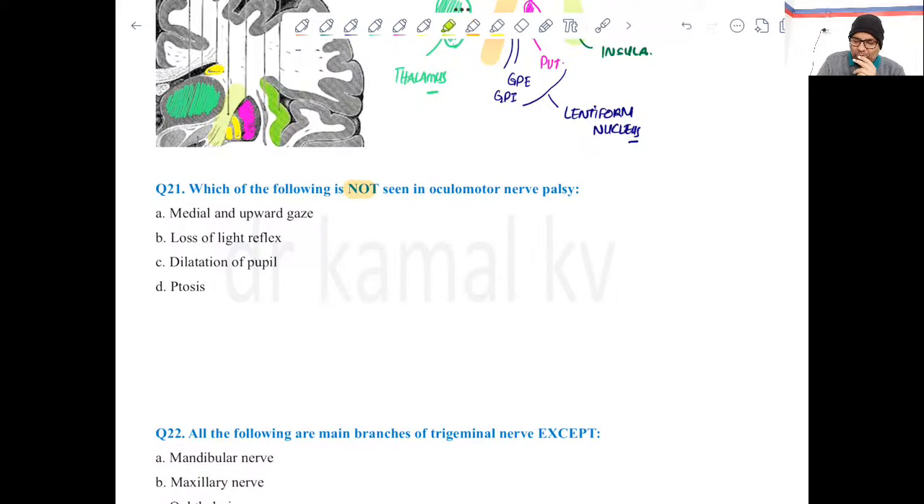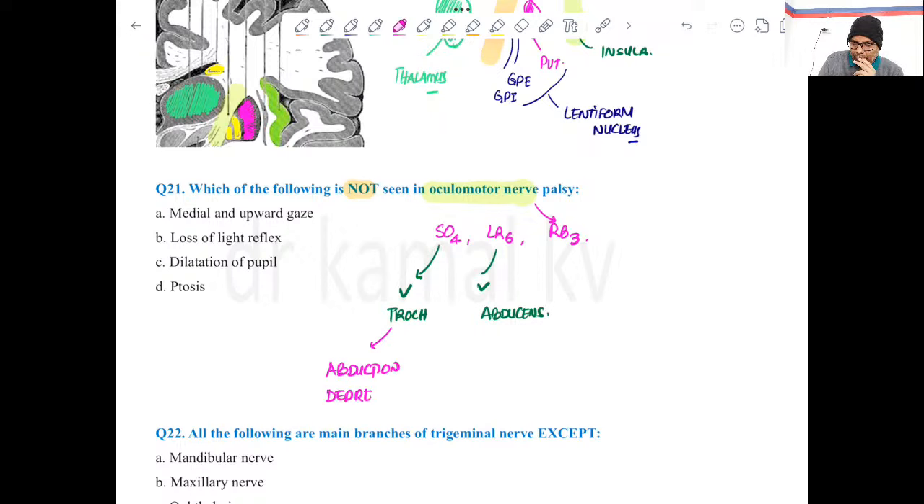So not seen in oculomotor nerve palsy. Now, if you remember the mnemonic SO4, LR6, rest by third. So if there is paralysis of the third nerve, it means these two muscles will be okay. SO4, because that is supplied by trochlear, and LR6, that is supplied by abducens. So these two nerves will work. Now, the action of SO is abduction, depression and intorsion. Clear? And the function of LR is abduction.